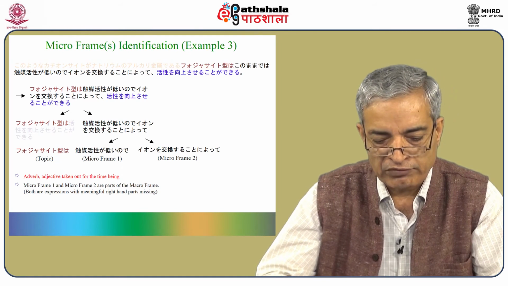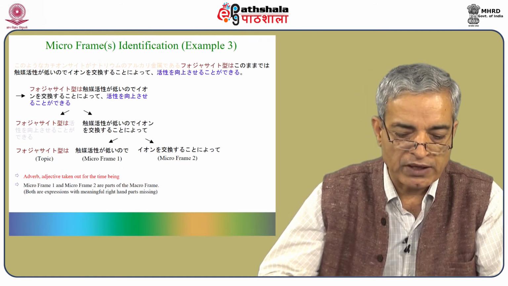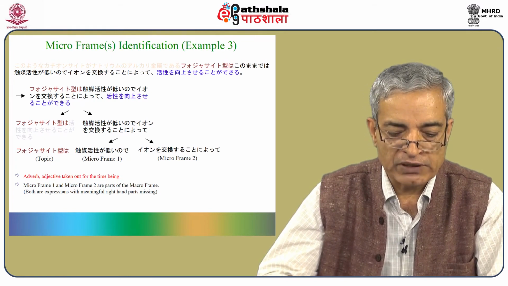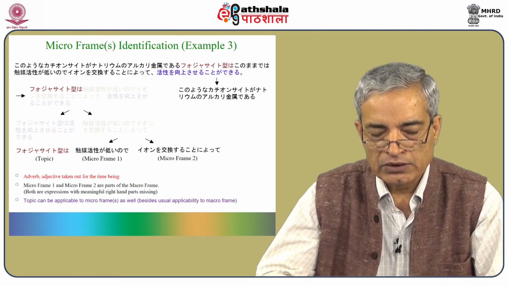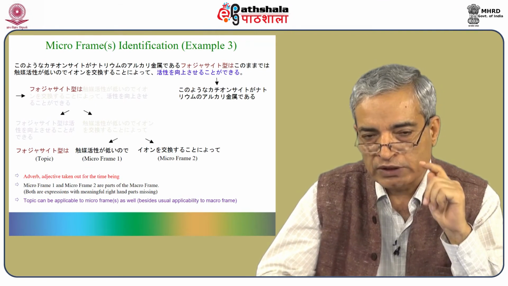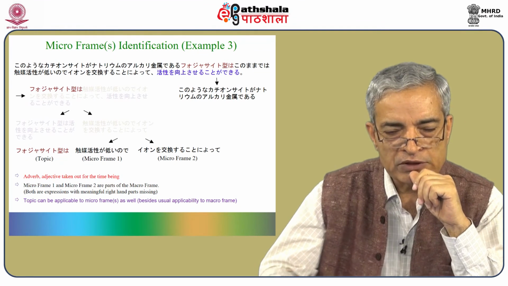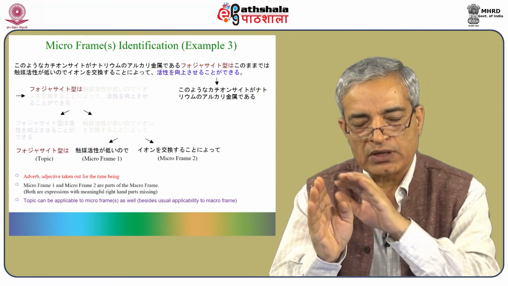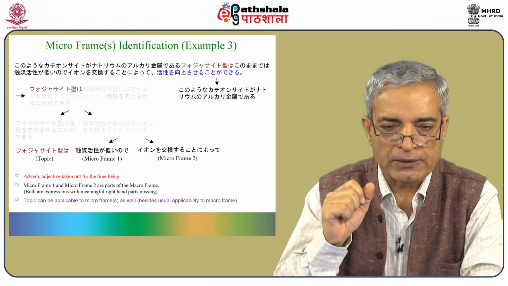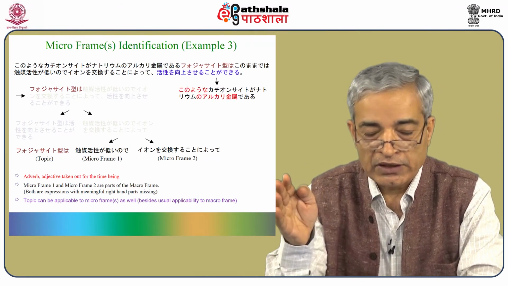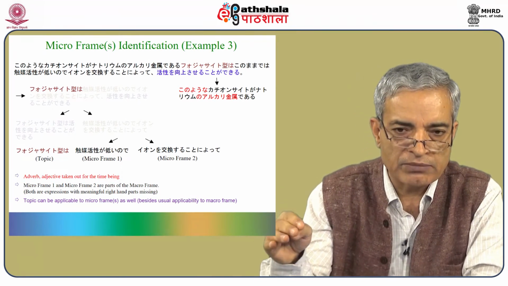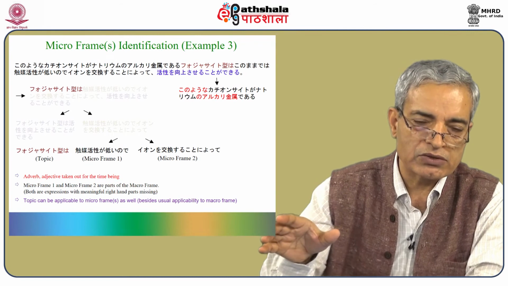The MacroFrame 1 and MacroFrame 2 are parts of the MacroFrame. Both are expressions with meaningful right hand parts missing. You know what I mean here is that in the first MacroFrame, the node is coming at the end. That means you are saying node, but you are not saying the consequence. The sentence or the expression is incomplete. Similarly, in the MacroFrame 2, koto ni yotte should have something after that which is not coming here. That means this expression is also not complete.